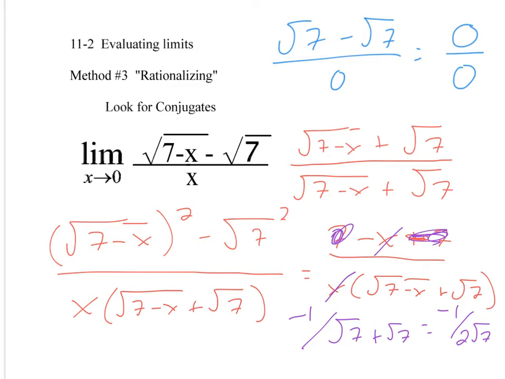Multiply both top and bottom by root 7. Root 7, root 7. And that's going to give me an answer of negative root 7 over 2 times root 7, which is 14. And there is my limit.